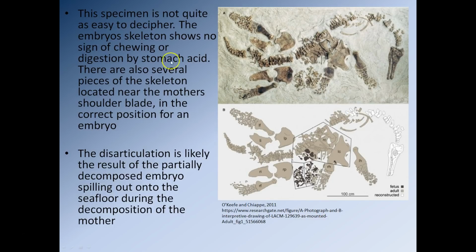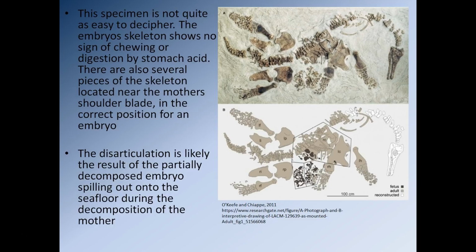So what we have here is the embryo skeleton. To begin with, it shows no sign of chewing and no sign of digestion by stomach acid. So before we even go any further, it seems highly unlikely that the bones that we see of this very, very young plesiosaur are there because they were eaten by an adult plesiosaur. Okay, the evidence we have strongly suggests that the bones of this juvenile plesiosaur were in fact within the mother, i.e. the mother was pregnant.